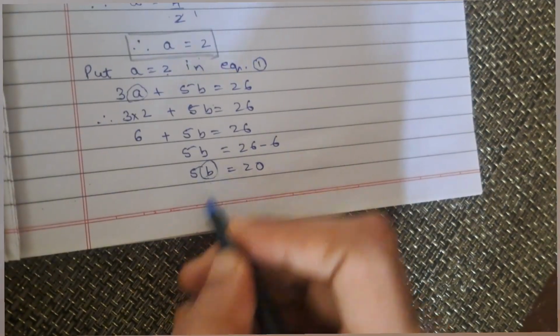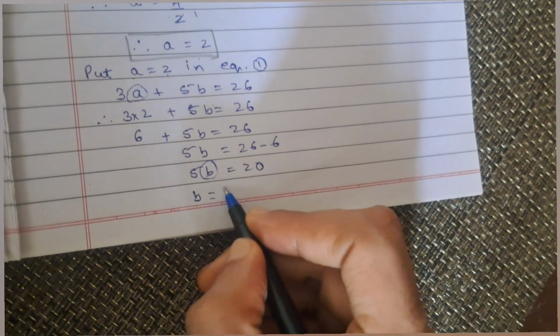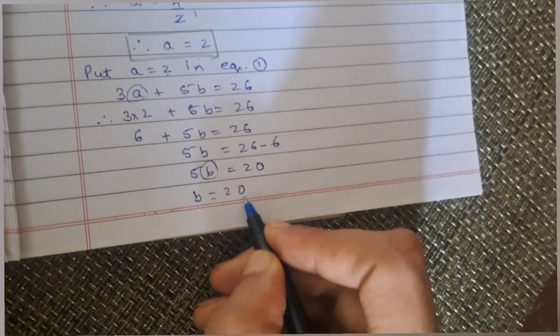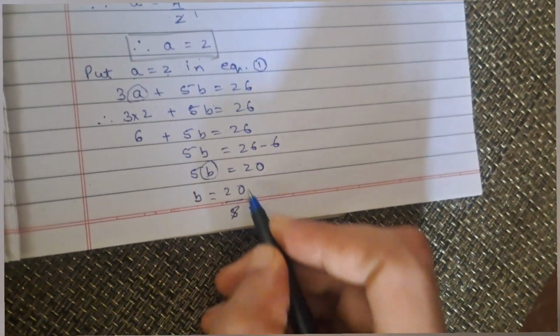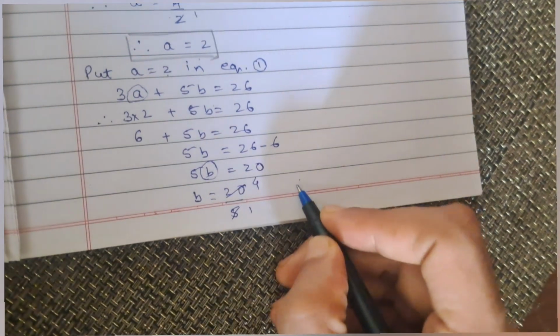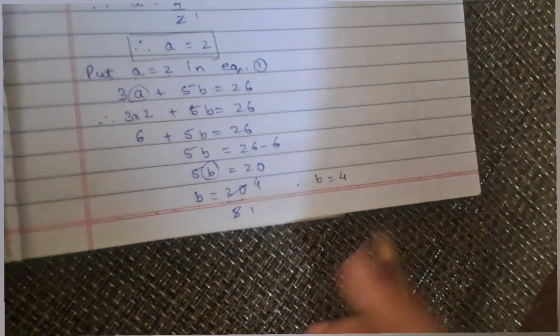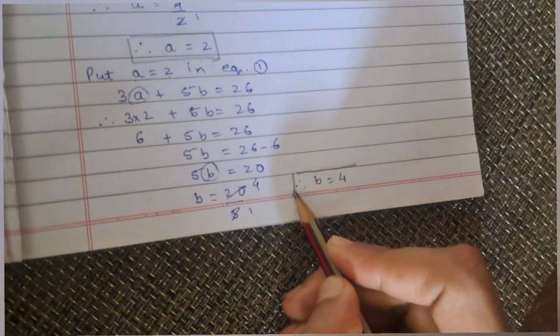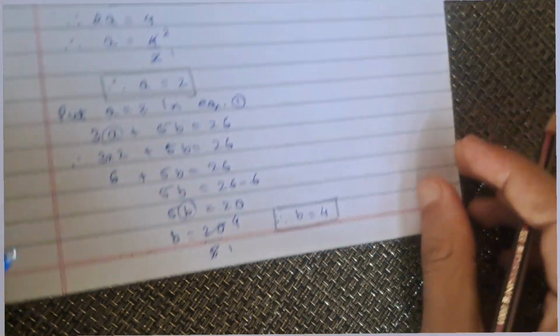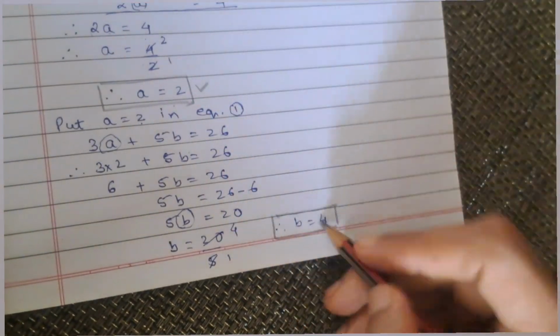But I am more interested in b, right? So in order to find b, b is equal to 20 upon 5. I will just bring this 5 below. 5 ones are 5, 5 fours are 20, and finally I have my b's value as 4. I will put this also in a box. And hence I have both the values which we need, a and b.